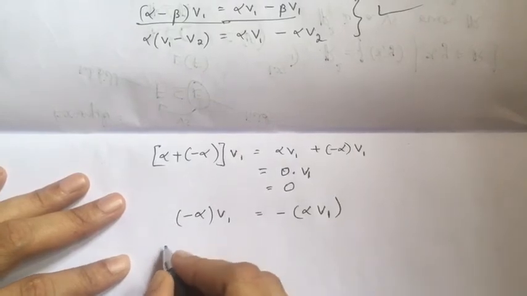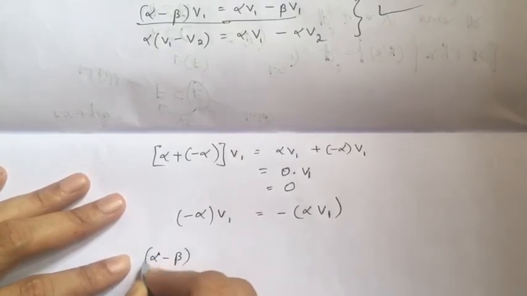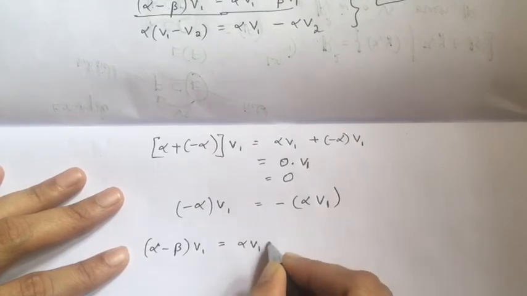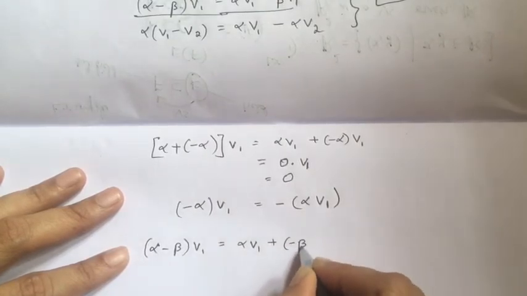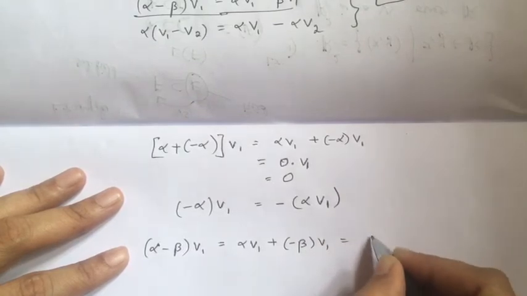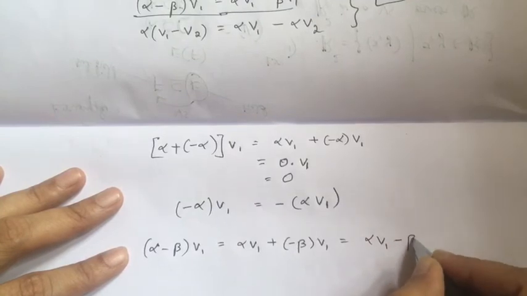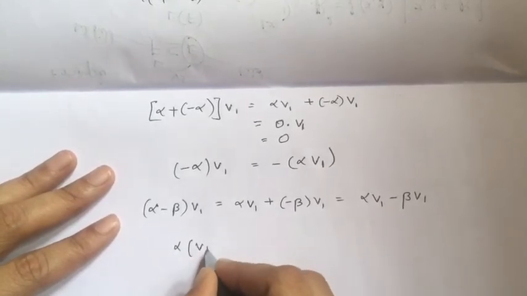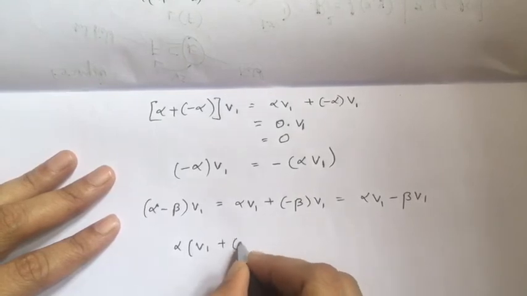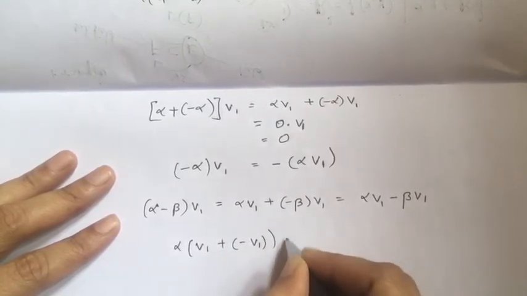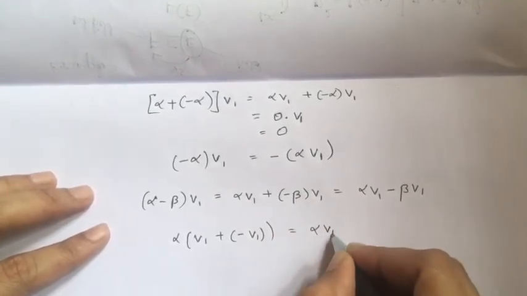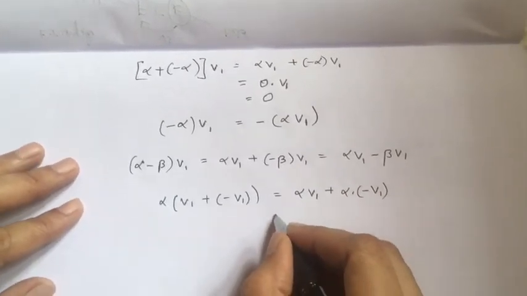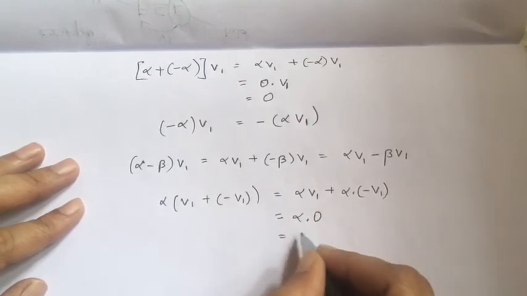And by distributive law, I can even say alpha minus beta into V1 is equal to alpha V1 plus minus beta V1, which is nothing but alpha V1 minus beta V1. Now alpha into V1 plus minus V1, if I consider, which is equal to alpha V1 plus alpha into minus V1, which will be equal to alpha into 0, which is equal to 0.